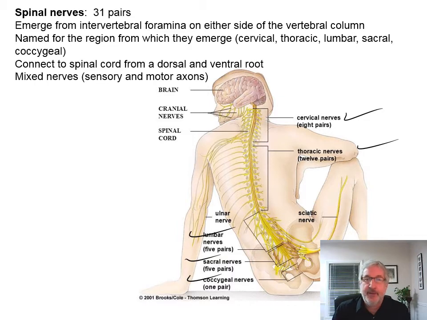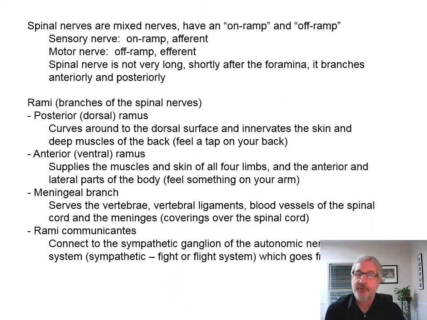So next slide. Okay, as I mentioned, spinal nerves are mixed nerves. There's a sensory portion and a motor portion. You can think of the sensory nerve as an on-ramp, afferent, going up to the brain, and the motor nerve as an off-ramp going down out to the rest of the body. A spinal nerve is, in a lot of ways, not very long. Shortly after the foramina, it branches both anteriorly and posteriorly.